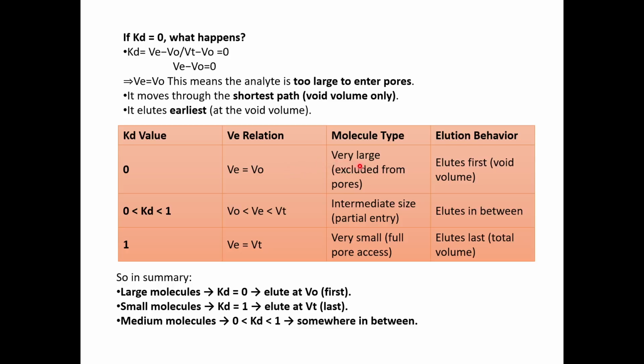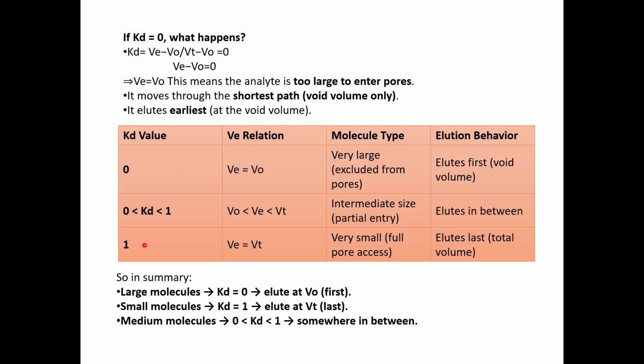So that means it's a very large protein and it has been excluded from the pores and it will elute out first in your void volume. Then if your KD is less than 1 and greater than 0, that means your VE, that is your elution volume, is less than your total volume but greater than your void volume, because it is in the middle now. It can partially enter the pores and partially go through the void volume. So it is of intermediate size and it elutes in between your void volume and total volume.